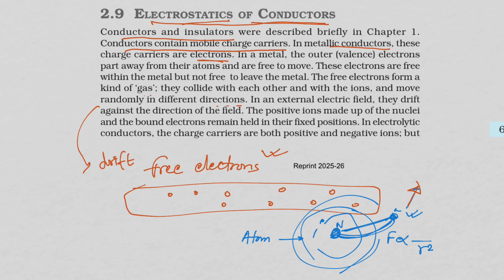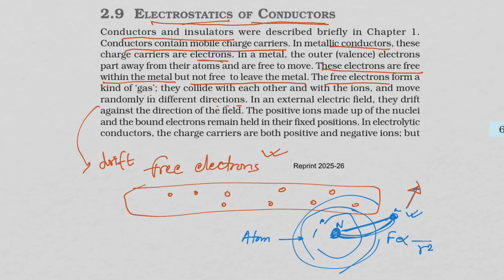And these electrons are free within the metal, but not free to leave the metal. So they are free, but they cannot just leave the metal. They will be inside the metal, but they are free from their atoms. They are no more attached to their atoms. That's why they are called free electrons.